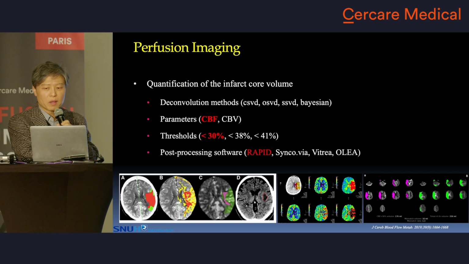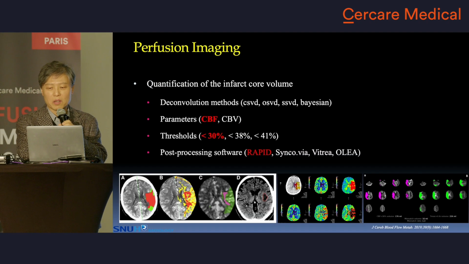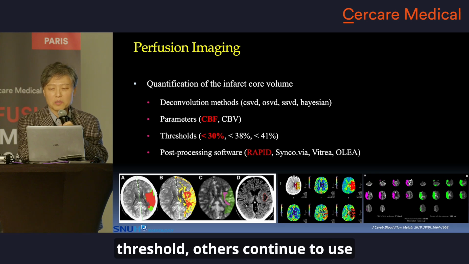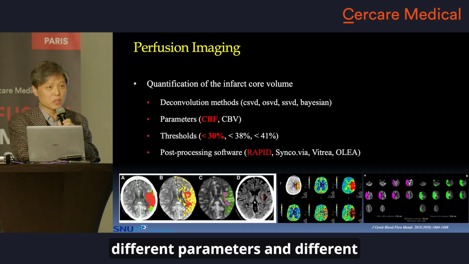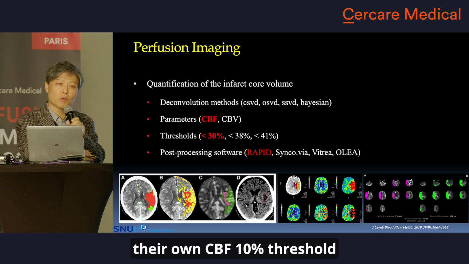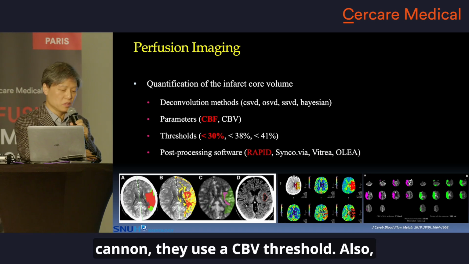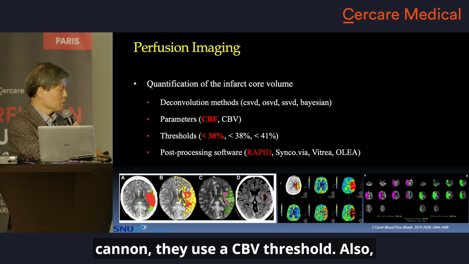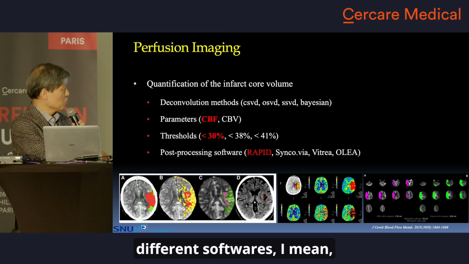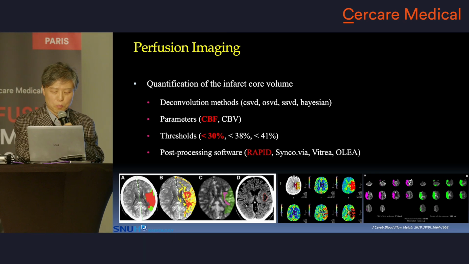Although the CBF less than 30% threshold is still widely used as a standard threshold, others continue to adapt to different parameters and different cutoff values. Another vendor has their own CBF 10% threshold for the infarct core, and Canon uses a CBV threshold. Also, with different software, different thresholds are used.